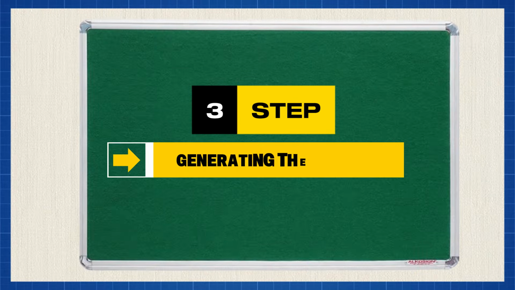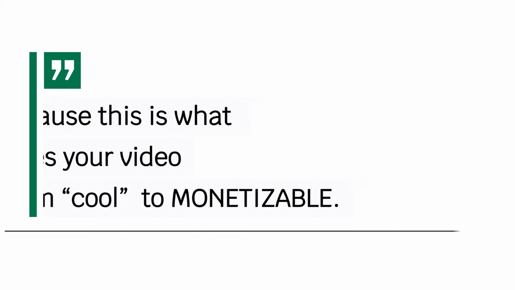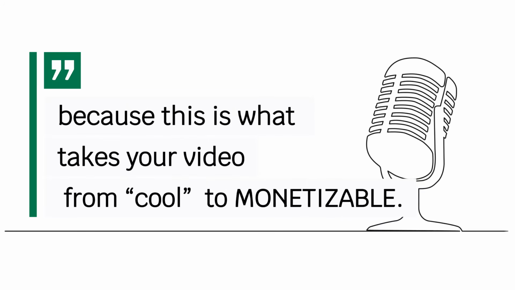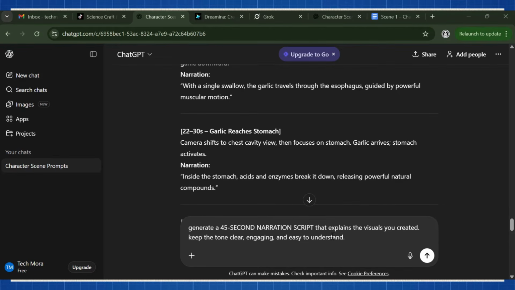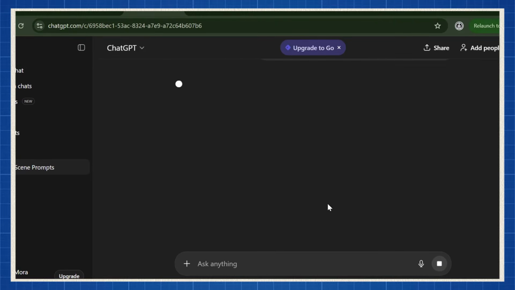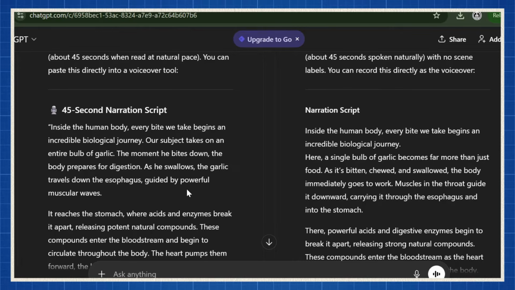Step 3, generating the voiceover. Now let's talk about voiceover, because this is what takes your video from cool to monetizable. Go back to the same ChatGPT conversation you've been using. This is important because it already understands your scenes. Ask ChatGPT to generate a 45-second narration script that explains the visuals you created. Tell it to keep the tone clear, engaging, and easy to understand. Then hit generate. Within seconds, you'll have a fully structured narration that matches your scenes perfectly.